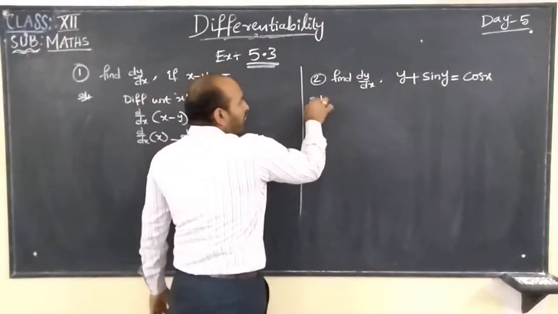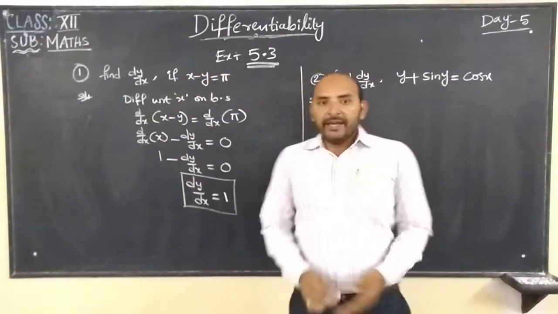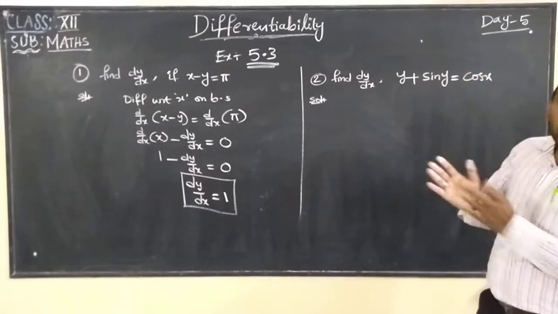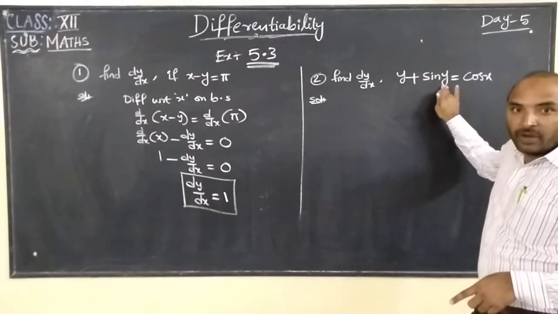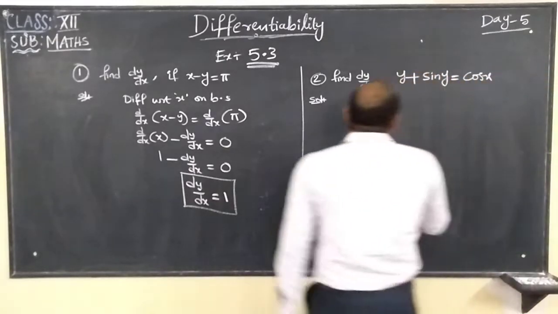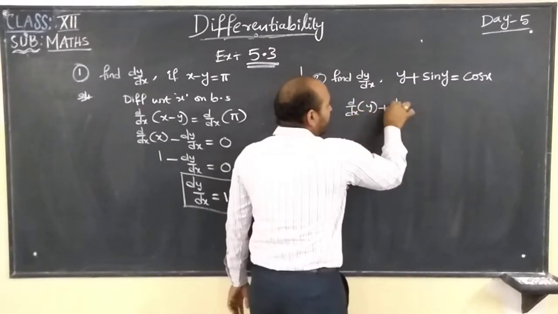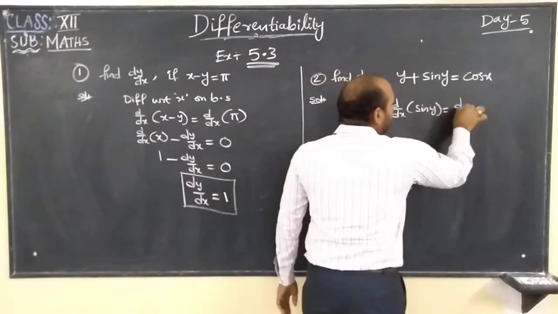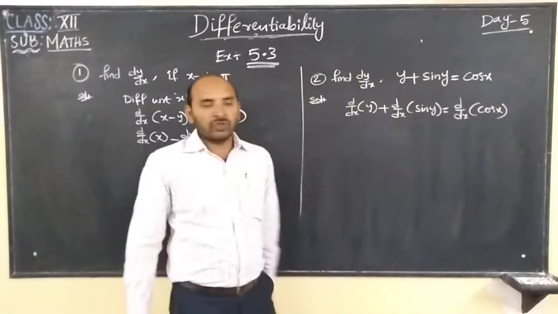Next, coming to the second problem, find dy by dx for y plus sin y equal to cos x. It is also an implicit form. So we cannot separate x alone, because here y is in the trigonometric angle. We cannot separate y. So apply differentiation on both sides. So d by dx of y plus d by dx of sin y, which is equal to d by dx of cos x. Apply the derivative on both sides.